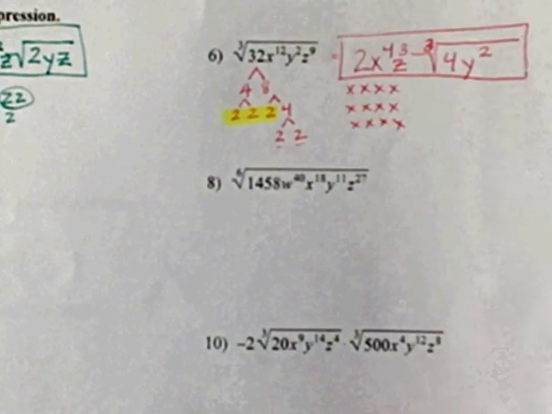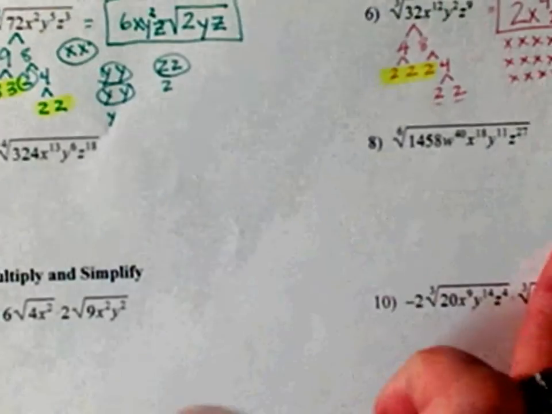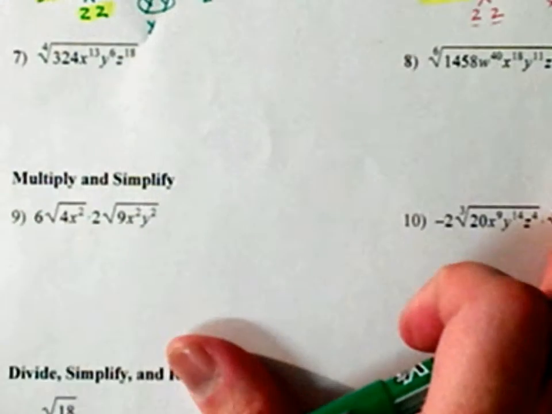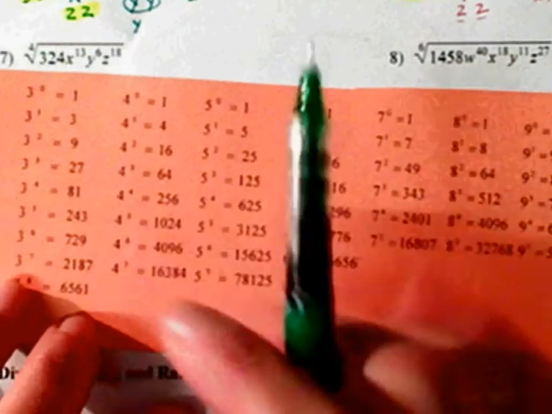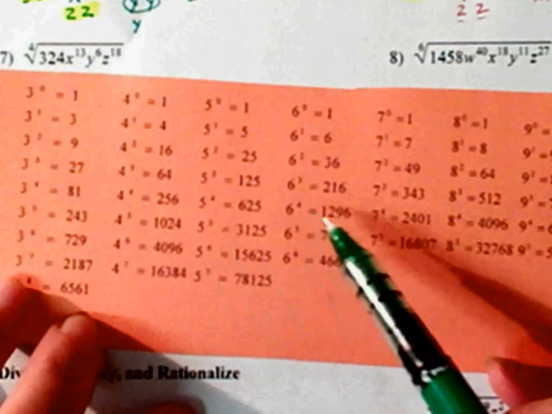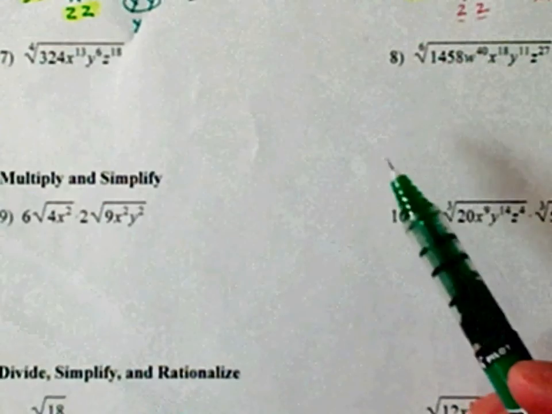Number 7, same thing, okay? The 4th root of 324. Let's take a look. The 4th root of 324, nope, not on there. So you have to do your factoring tree, okay? So here's your factoring tree.